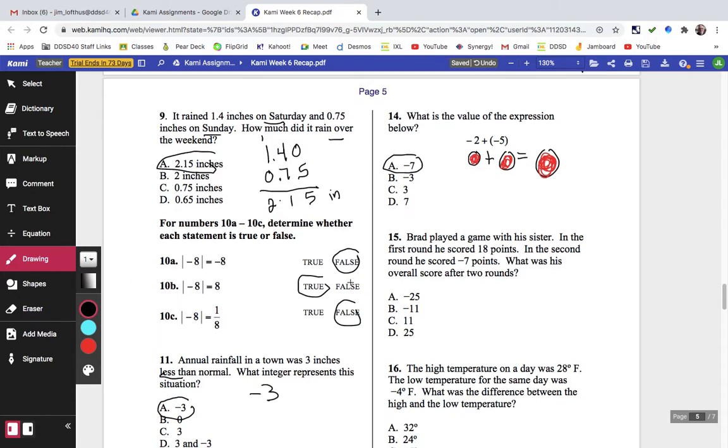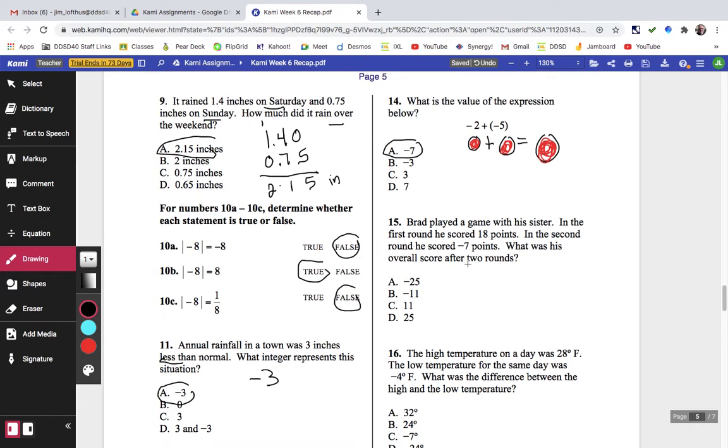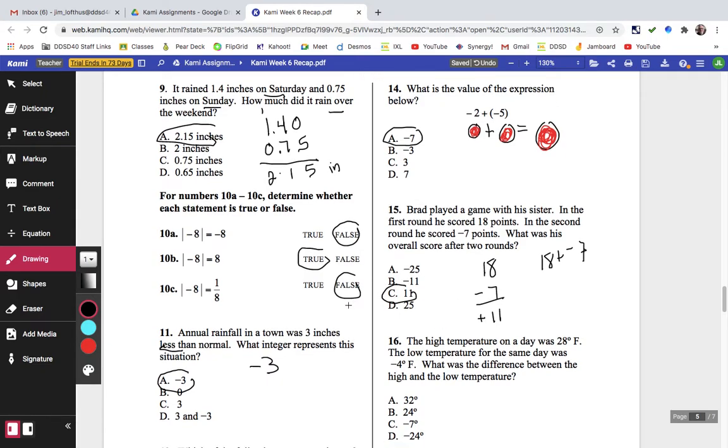Brad played a game with his sister. In the first round, he scored 18 points. In the second round, he scored -7 points. What was his overall score? We could do 18 plus -7. And that means we have to find the difference. And the difference is 11. He had more positive than negative. So this answer is C.